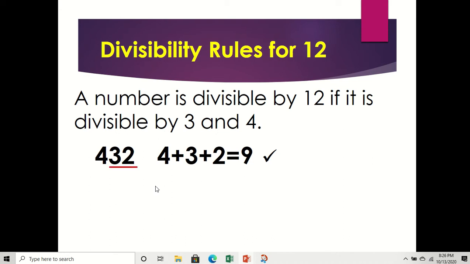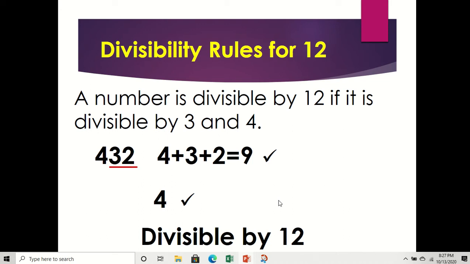How about by 4? The last two digits is 32. So 32 divided by 4 equals 8. There's no remainder. So it means 432 is also divisible by 4. So according to rule, pag divisible by 3, divisible by 4, it means it is also divisible by 12. So yan po yung divisibility rules by 4, 8, 11, and 12.